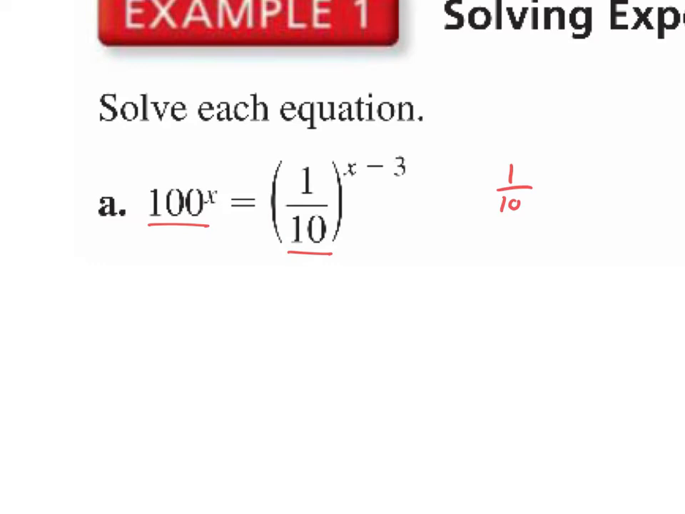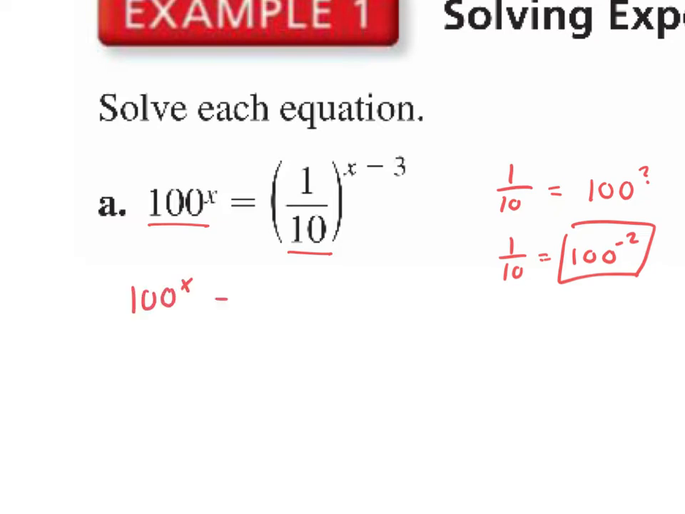All right, let's make 1 over 10 be 100 to some exponent. So what would that exponent on 100 need to be? -2. Awesome, -2. So we're going to change 1 over 10 to be 100 to the power of -2. So we have 100 to the power of x is equal to 100 to the power of -2 times x minus 3. What do we do if we have two exponents there? How do we combine those together? Multiply them. So this would be 100 to the power of -2x plus 6.